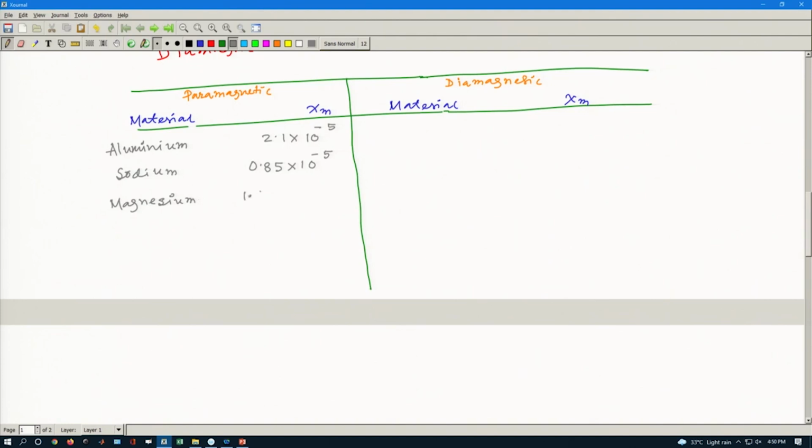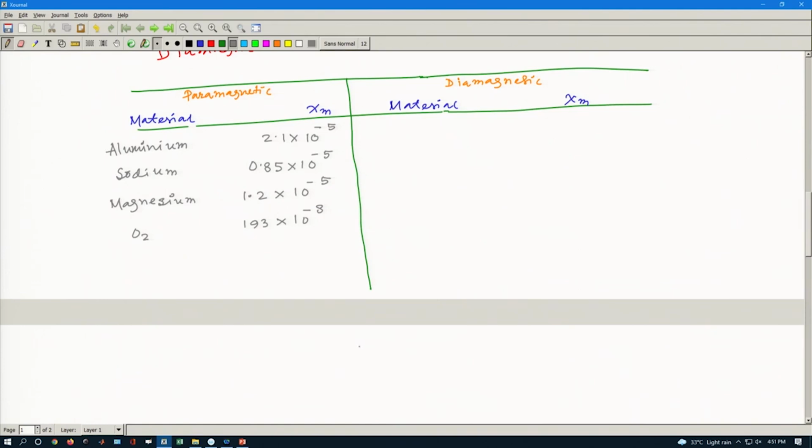Whose value is around 1.2 into 10 to the power of minus 5. Then we have oxygen, O2, whose typical value is 193 into 10 to the power of minus 8. These are a few examples of paramagnetic materials and the corresponding chi-m values.